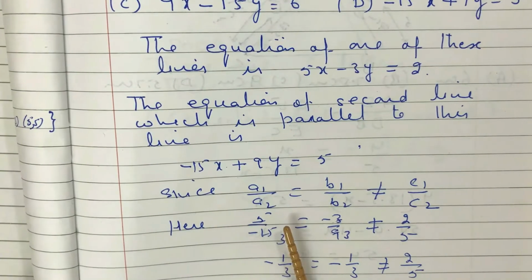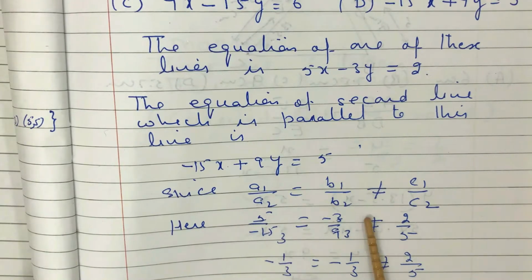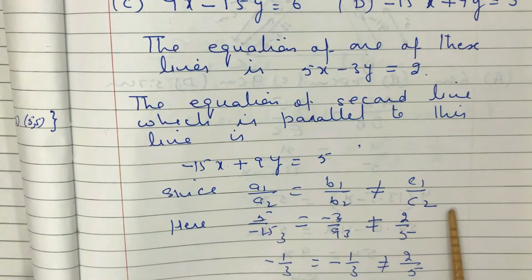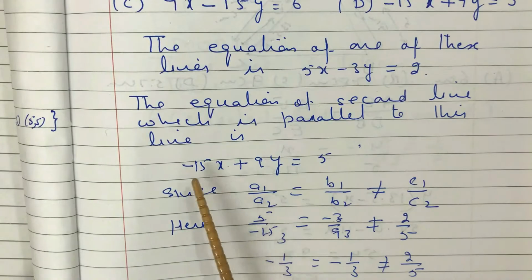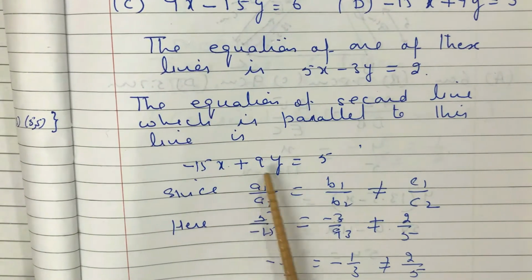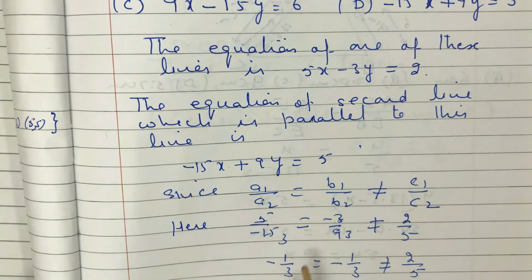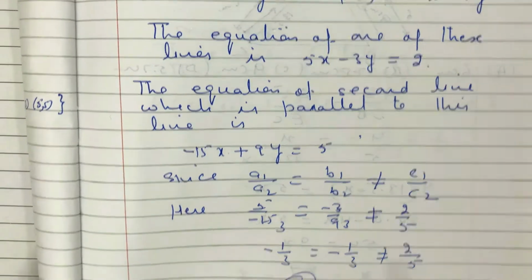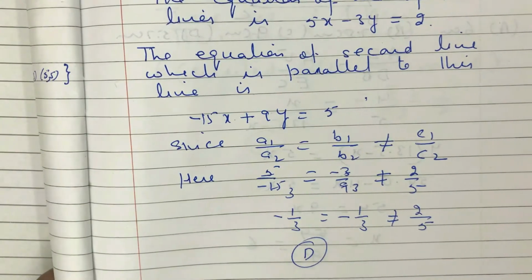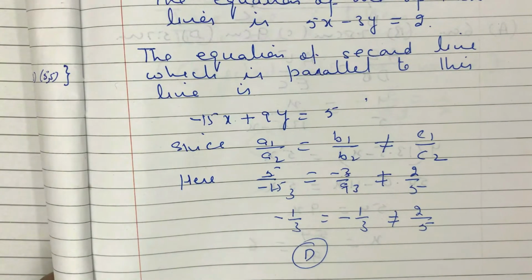For 2 lines to be parallel, the condition is a1 by a2 is equal to b1 by b2 is not equal to c1 by c2. So if we check this D part, which is minus 15x plus 9y is equal to 5, here we will see minus 1 by 3 is equal to minus 1 by 3 is not equal to 2 by 5. So D is the option. D satisfies the condition. So D is the option.